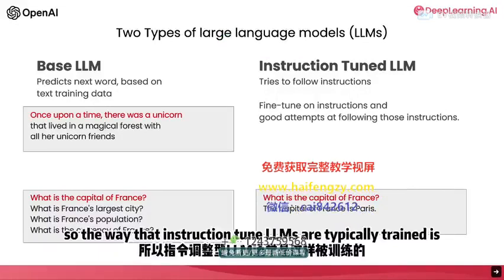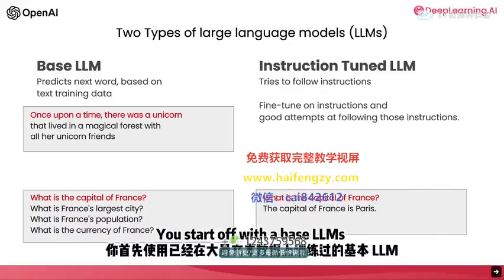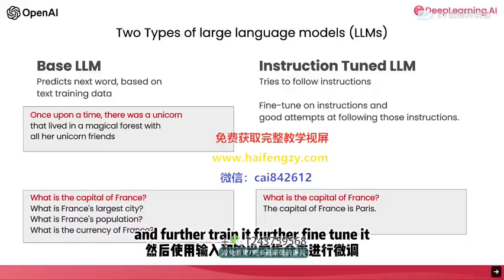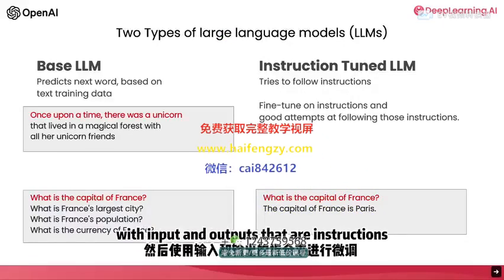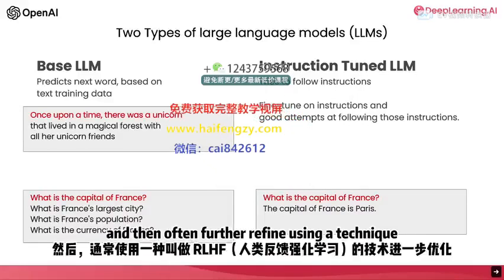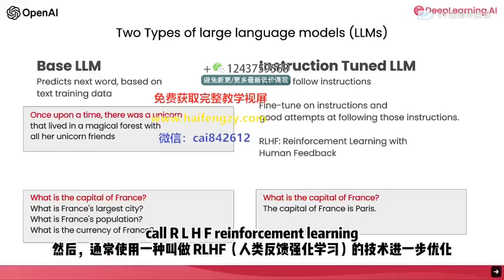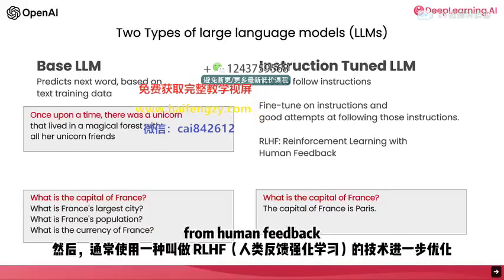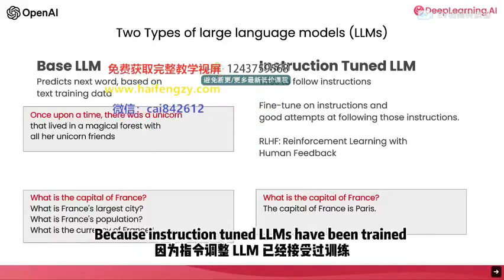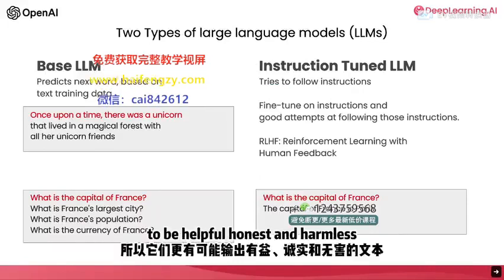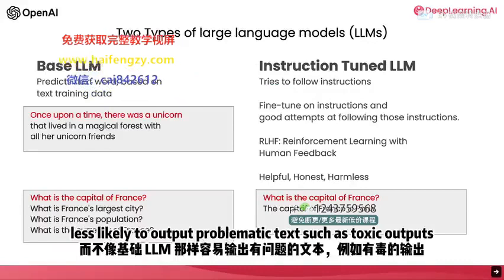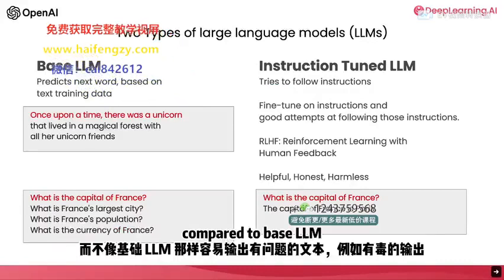So the way that instruction-tuned LLMs are typically trained is you start off with a base LLM that's been trained on a huge amount of text data and further train it, further fine-tune it with inputs and outputs that are instructions and good attempts to follow those instructions, and then often further refine using a technique called RLHF, reinforcement learning from human feedback, to make the system better able to be helpful and follow instructions. Because instruction-tuned LLMs have been trained to be helpful, honest, and harmless, they're less likely to output problematic text, such as toxic outputs, compared to base LLMs.